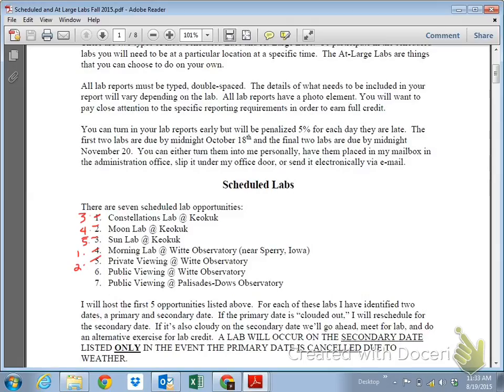So what I've done is, if you look ahead, for the first 5, I actually have 2 dates. The first date is what I call the primary date, and the second date for that same activity is a secondary date. So if it's cloudy, if we can't see the moon or the stars or the sun, I'm going to cancel that first one, and we're going to go with a secondary date. So you'd be like, well, how do I know, Mrs. Snipes?